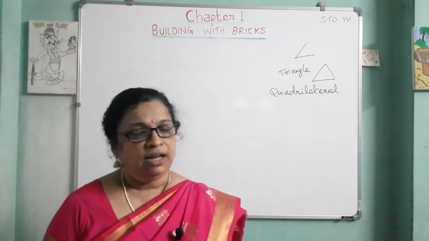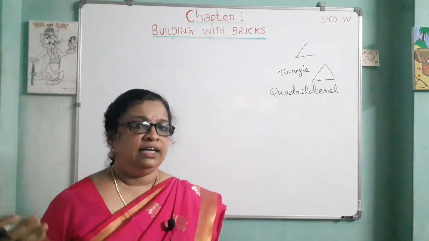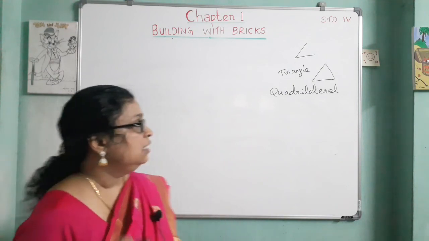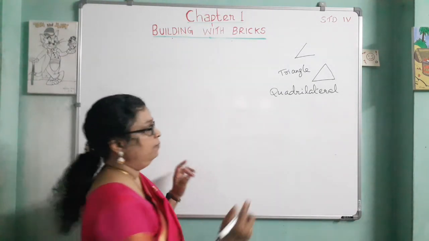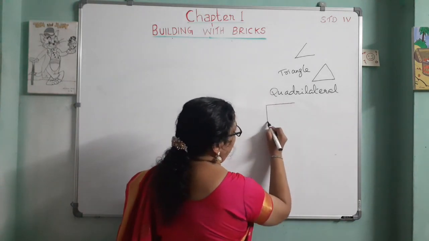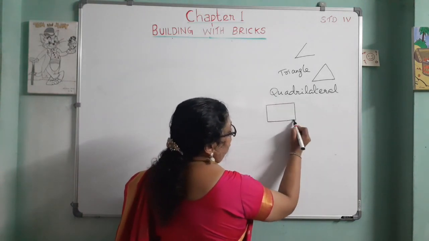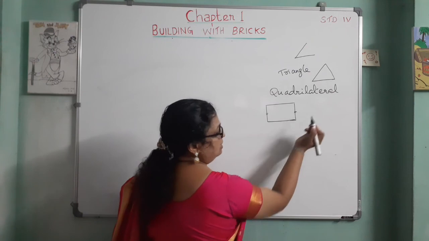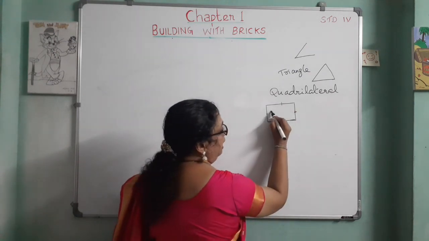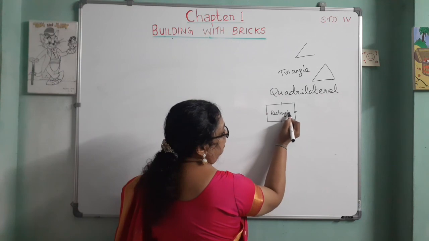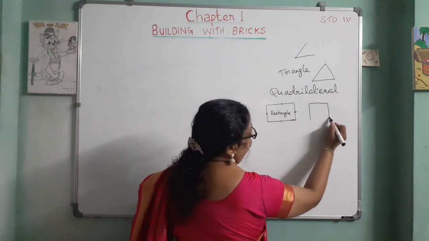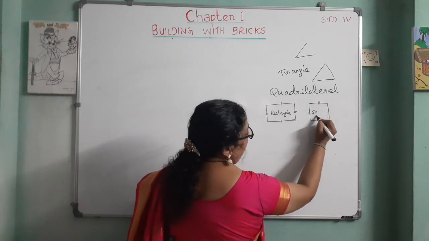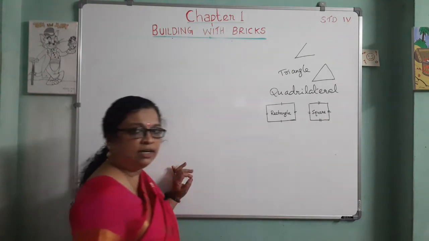That is a rectangle and a square. Then so many quadrilaterals are there, rhombus, parallelogram, trapezium, etc. that you will study in detail in higher classes. Now you only study rectangle and square. So rectangle, what is the specialty of a rectangle? Rectangle is a 4-sided polygon and opposite sides are equal. This side and this side are equal, this and this side are equal, and it is a rectangle. Then a square. What is the specialty of a square? A square has 4 sides and all 4 sides are equal. That quadrilateral is called square.